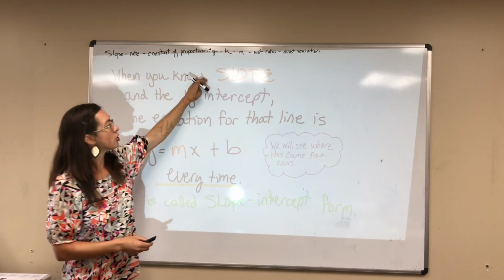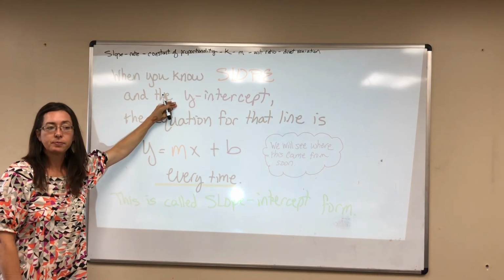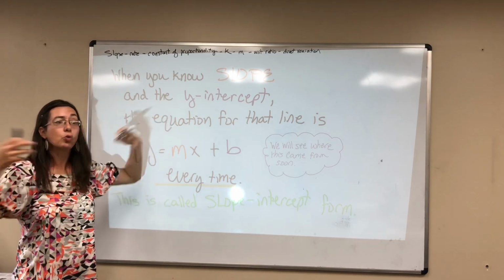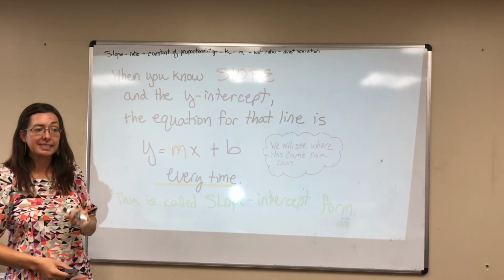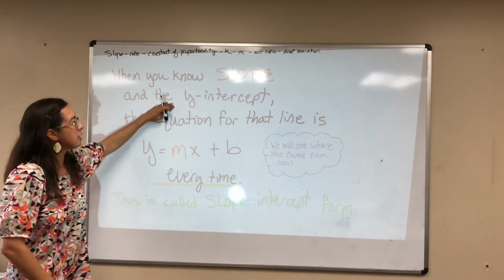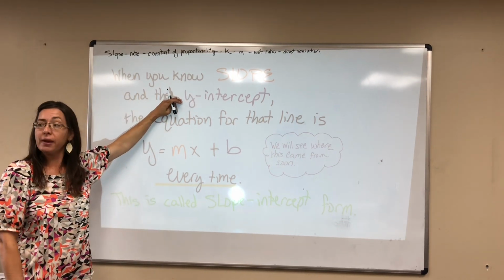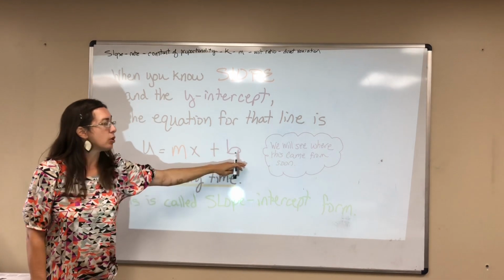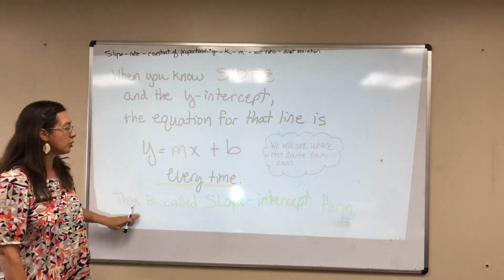So if we know the slope and we know the y-intercept, what is the y-intercept? It's where your line or your graph, your picture, whatever it is, crosses the y-axis. It is intercepting the y-axis at that point. So if we know the slope and we know where our picture crosses the y-axis, we can write an equation for that line every single time. And it is called the slope-intercept form.